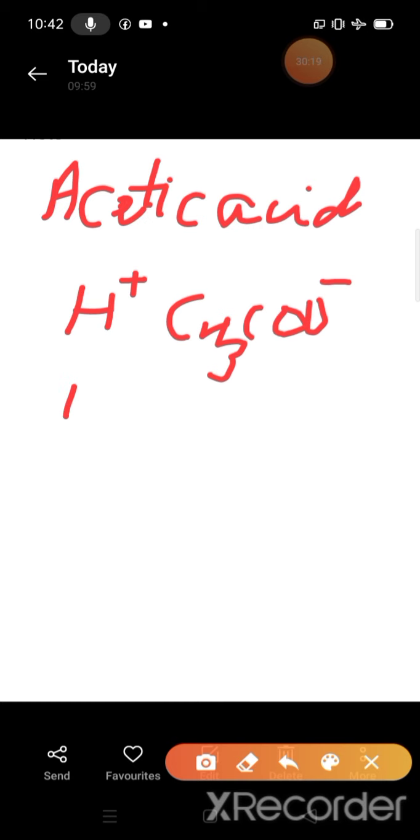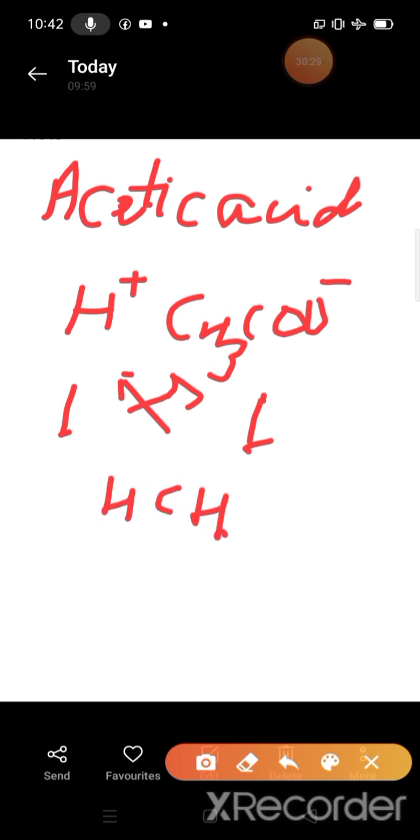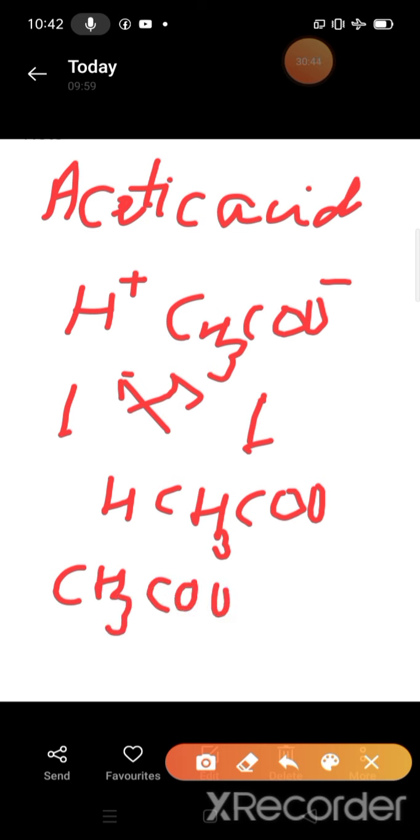HCH3COO. But it does not look good. So for organic acids, we use H behind the anion. In organic acids or compounds only, the cation is written behind the anion. Because H does not look good with CH3, H is replaced and used behind the anion. Okay?